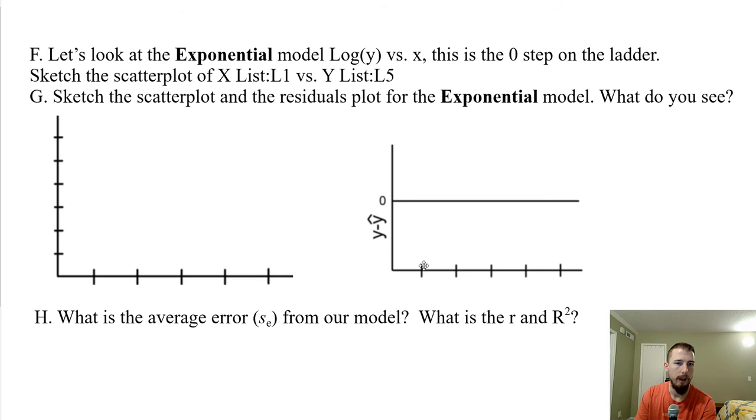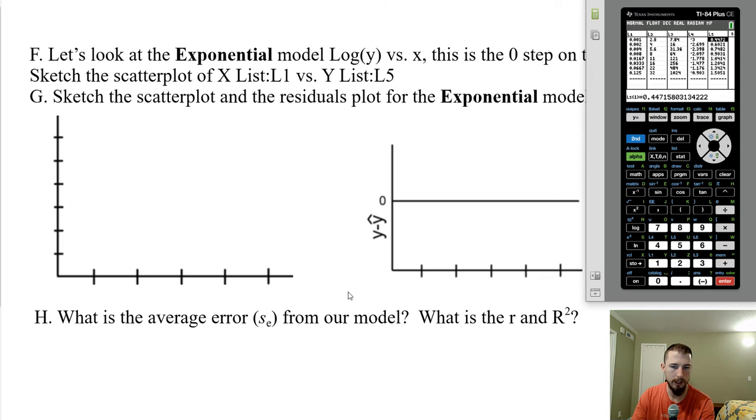We did that. So let's look at the exponential model, which is the log of y versus x. So this is the 0 step on the ladder. Our x list stays the same. Our y list is now the log of list 2, which we said was list 5. So let's try that out. I'm probably not going to do all of these just for the sake of time, and we'll jump straight to the answers. But we're going to go from list 1 to list 5. Then hit zoom 9.